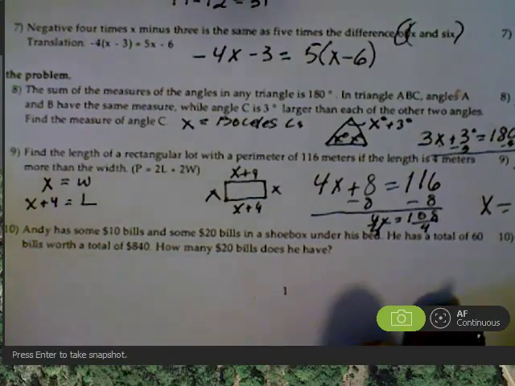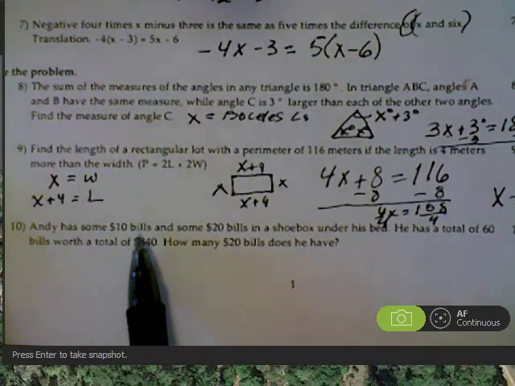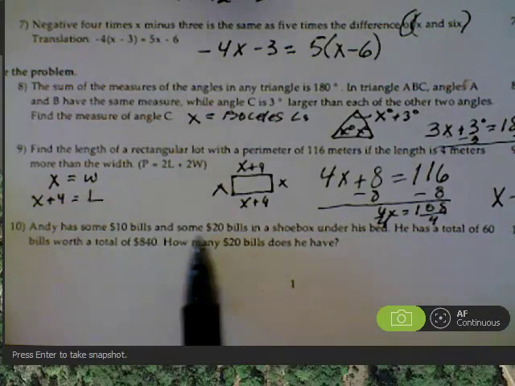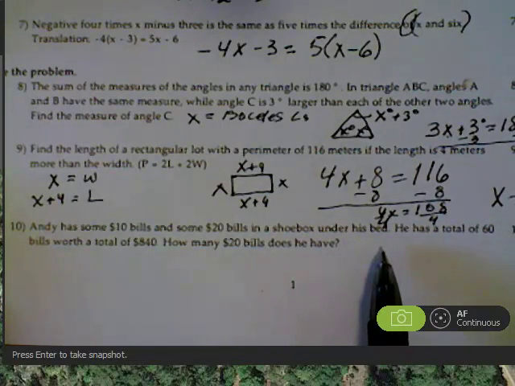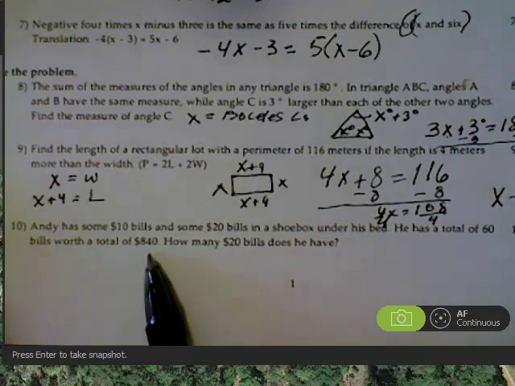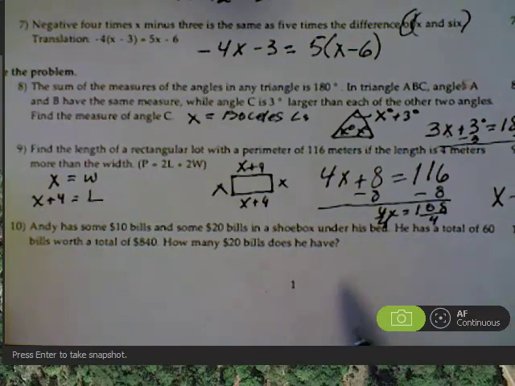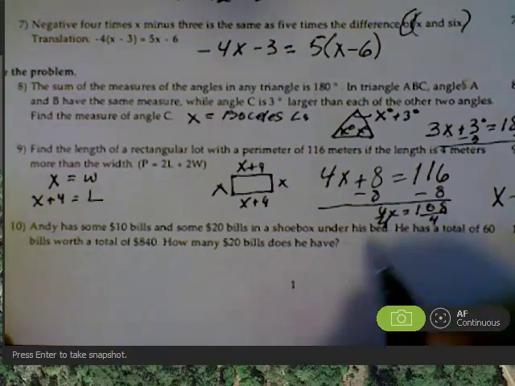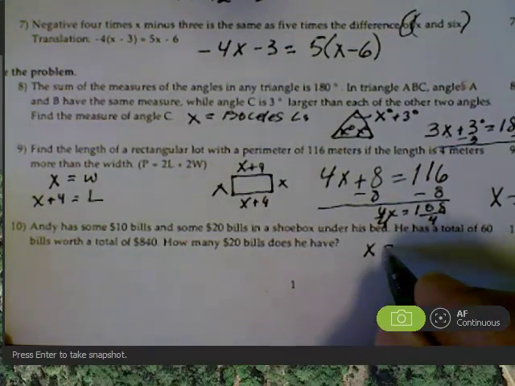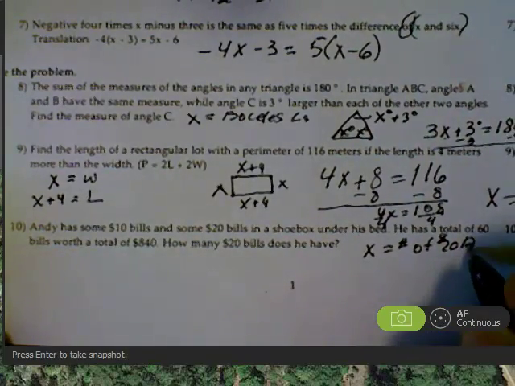Oh boy, the bill problem. Okay, so Andy has some $10 bills and some $20 bills. They're in a shoebox under his bed. He has a total of 60 bills worth $840. How many $20 bills does he have? This is a word problem. The first thing we have to do is say that they're asking for $20 bills. So X is the number of $20 bills.